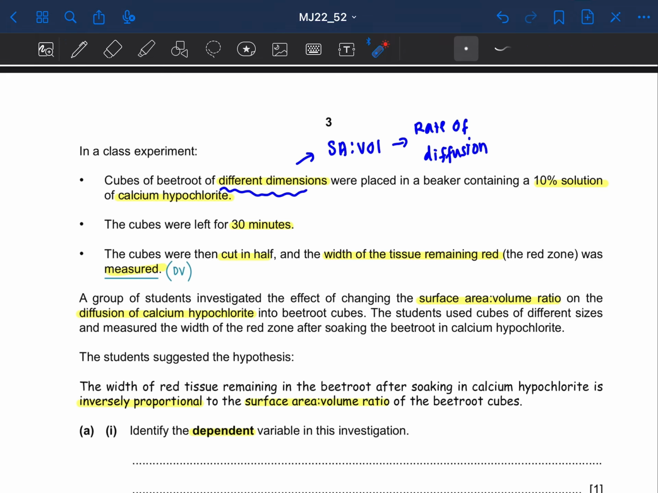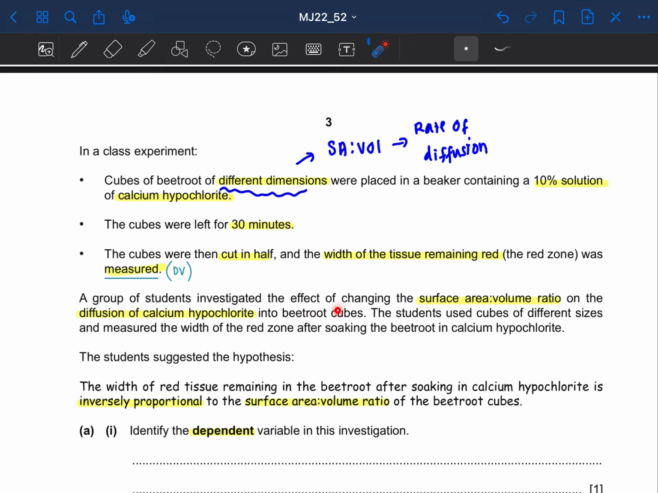Moving on, they mentioned that the cubes were left for 30 minutes to allow for diffusion to occur. It was then cut in half, and the width of the tissue remaining red, or the red zone, was then measured. Now, what is being measured in an experiment is normally the dependent variable, because that's what we're measuring, that's the result. So we're taking note also that this is the DV.